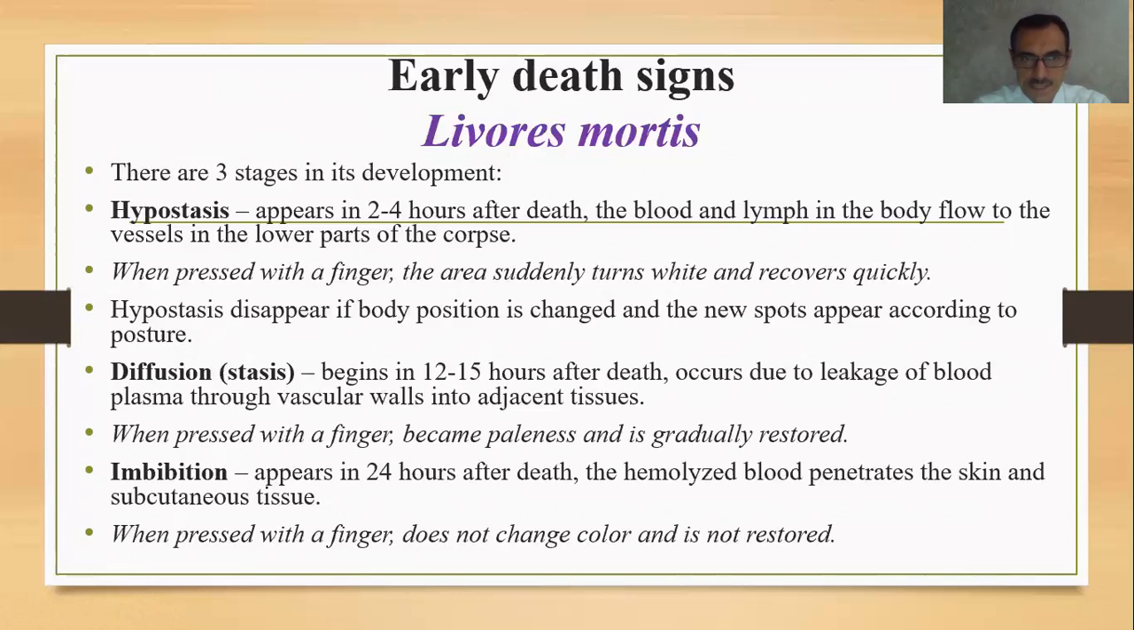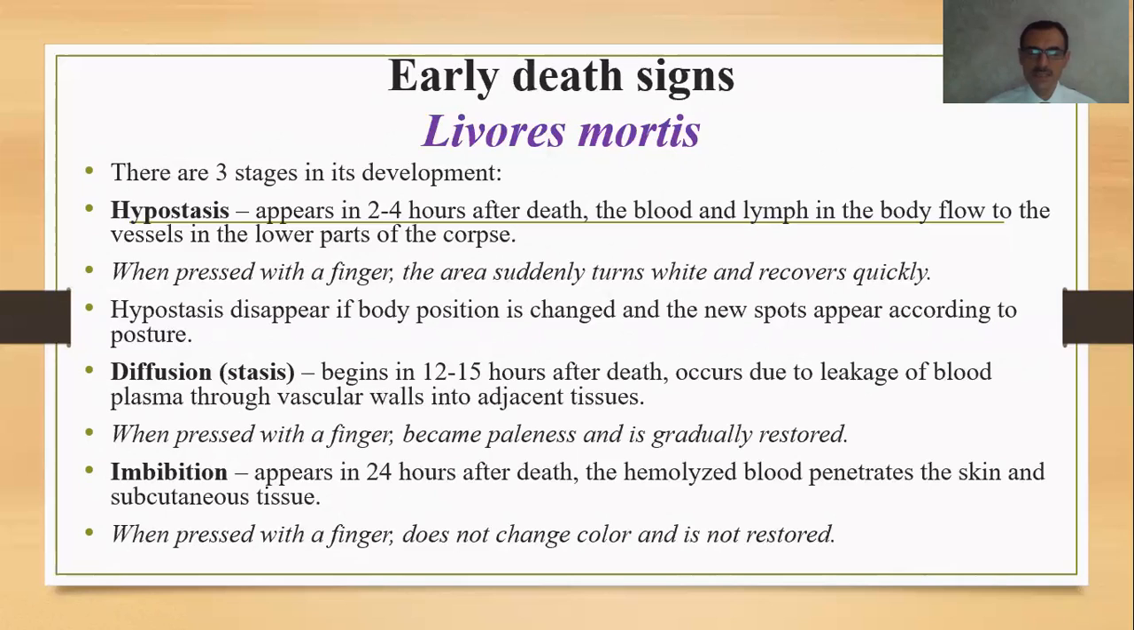First, hypostasis appears 2 to 4 hours after death. The blood and lymph in the body flow to the vessels in the lower parts of the corpse, because after death, the human body becomes subject to physical laws. When pressed with a finger, the area suddenly turns white and recovers quickly. The hypostasis disappears if body position is changed, and new spots appear according to posture.